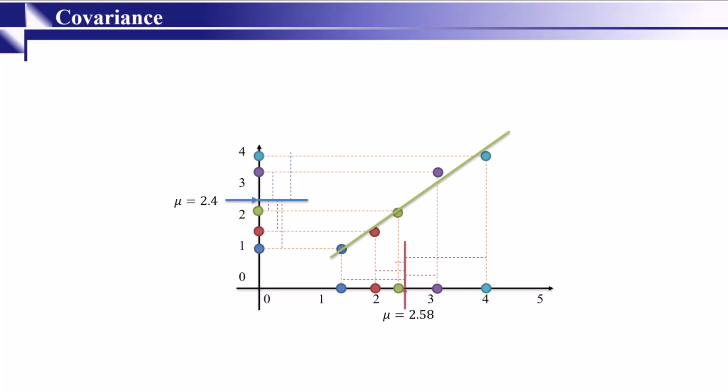So we already learned that variance shows the difference between each data value and their mean. For example, here the mean is 2.58, and the variance is the distance between different values and their mean. And for this one, it is 2.4. So we find the variance as the difference between different values and their mean.